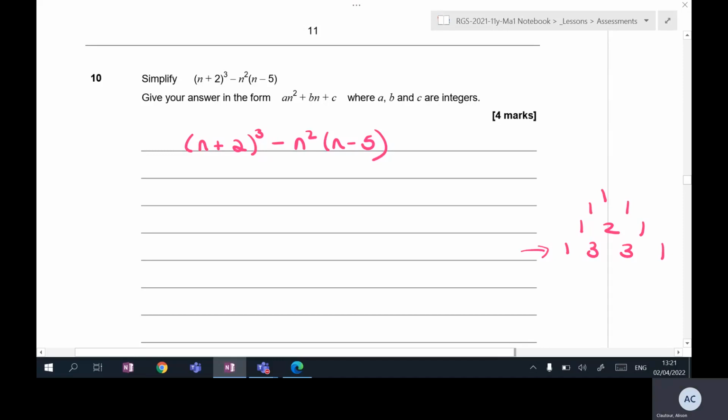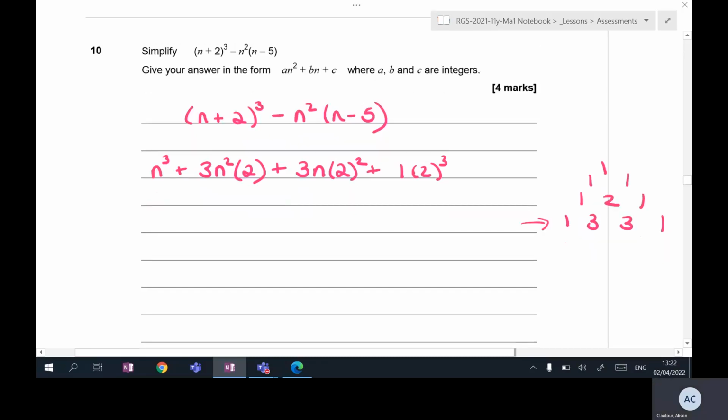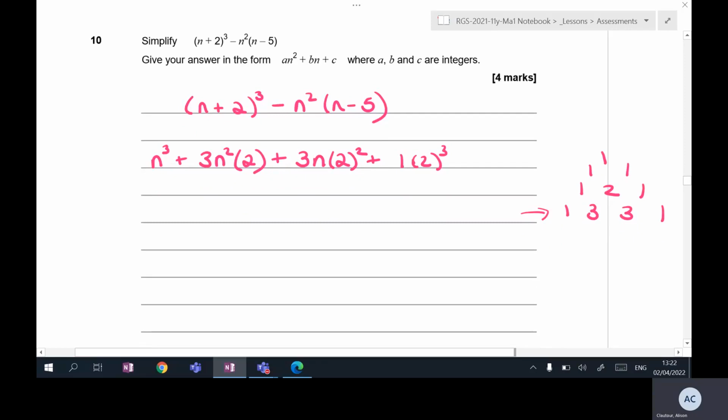So remember, it'll be 1n cubed, and then my power of n is going to go down. My power of 2 is going to go up. My next coefficient is 3. My n power goes down, and then multiply by 2. My n power goes down. My 2 power goes up. My next coefficient is 1, and that would be 2 to the power of 3. Okay, so it's actually quicker, I think, than multiplying out 3 brackets.